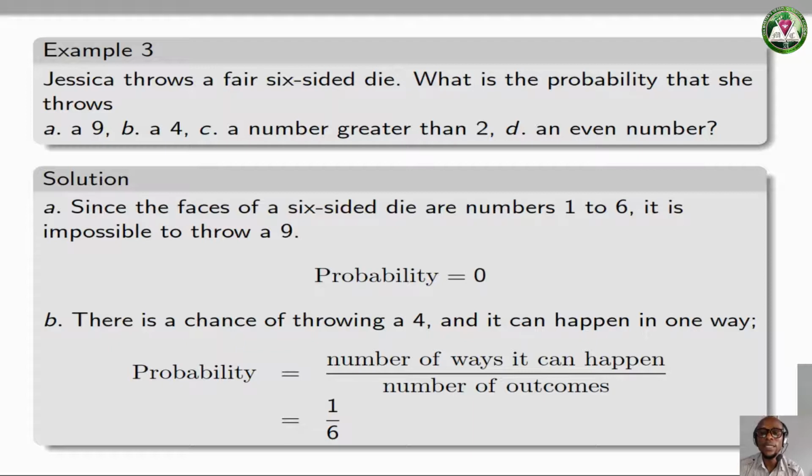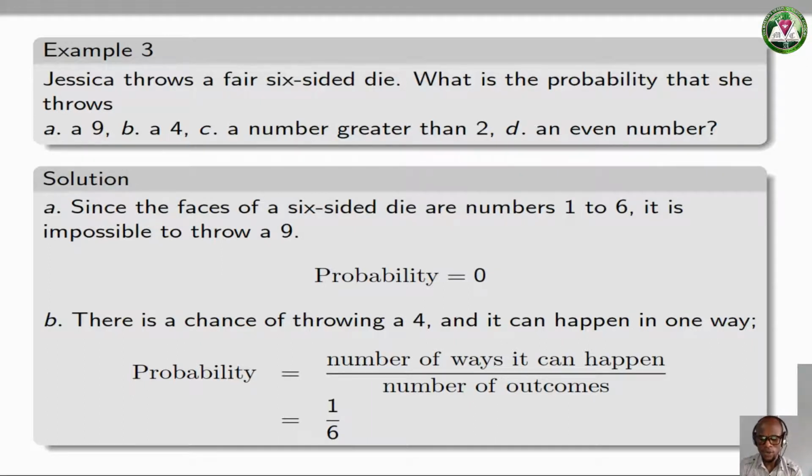What is the probability that she throws A, a 9, B, a 4, C, a number greater than 2, and D, an even number? So let's start with the first question there. What's the probability that she throws a 9?